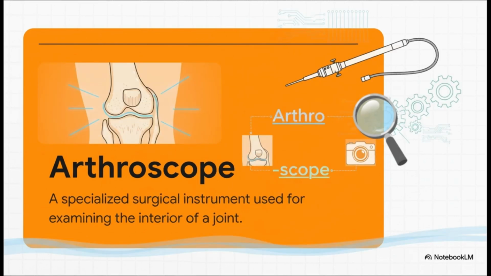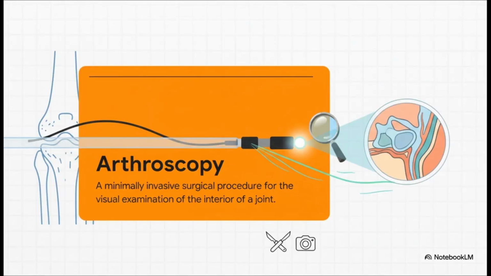So how do surgeons actually see what's going on inside a joint without cutting it wide open? They use an arthroscope. Again, arthro is joint and scope refers to an instrument for viewing. This is literally the tool they use. It's a super thin tube with a tiny camera and a light on the end that they can slide right into the joint space. And that leads us perfectly to arthroscopy.